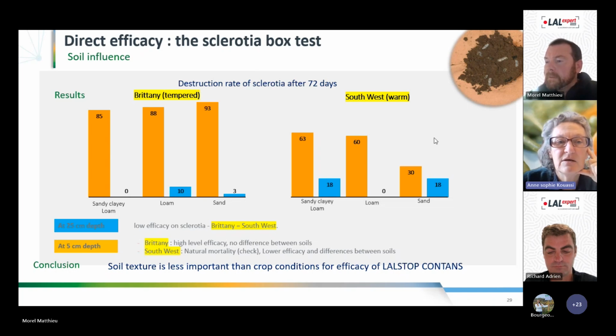The efficacy is better in the Brittany climate than in the Southwest climate. And besides, there is less difference between the kinds of soils in each climate than between the kinds of climate. So our conclusion is that soil texture is less important than climate conditions for efficacy of LALSTOP Contans. Thank you.